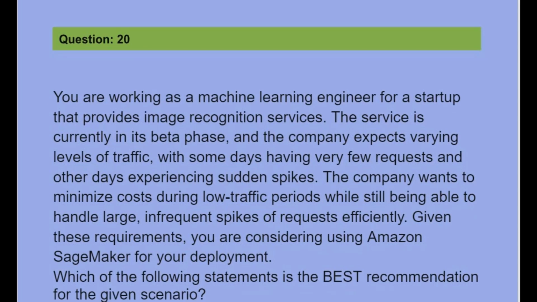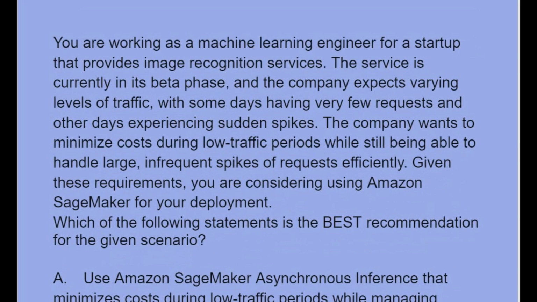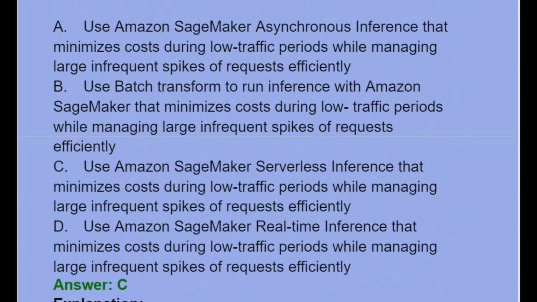for your deployment. Which of the following statements is the best recommendation of the given scenario? Option A, use Amazon SageMaker asynchronous inference that minimizes cost during low traffic periods while managing large infrequent spikes of requests efficiently. Option B, use batch transform to run inference with Amazon SageMaker that minimizes cost during low traffic periods while managing large infrequent spikes of requests efficiently.